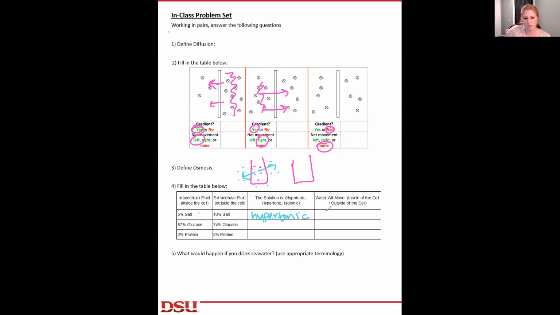So it wants to, I'm just going to put leave. It's going to leave the cell. This is that crenation or shrinking that happens.